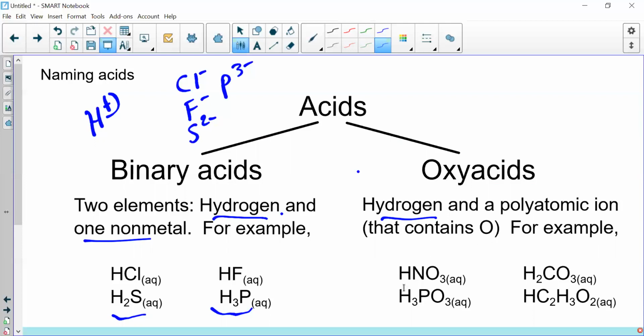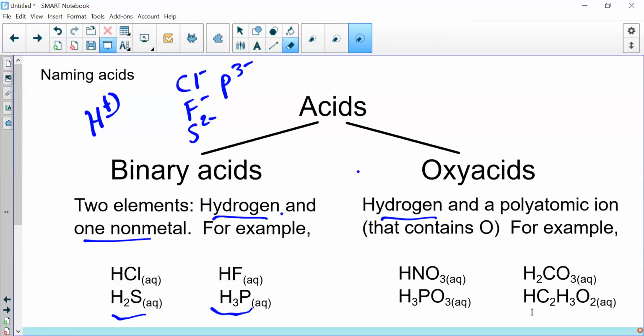So for example, this is hydrogen bonding with nitrate. This is hydrogen bonding with phosphite. This is hydrogen bonding with carbonate. This is hydrogen bonding with acetate. And again, you could say, well, how do you know how many H's to stick on the front? Why do you have 1 here, 2 here, 3 here, and 1 here? Well, it's all about the charge. Nitrate is minus, so it gets 1 H. Carbonate is 2 minus, so it gets 2 H's, and so on.